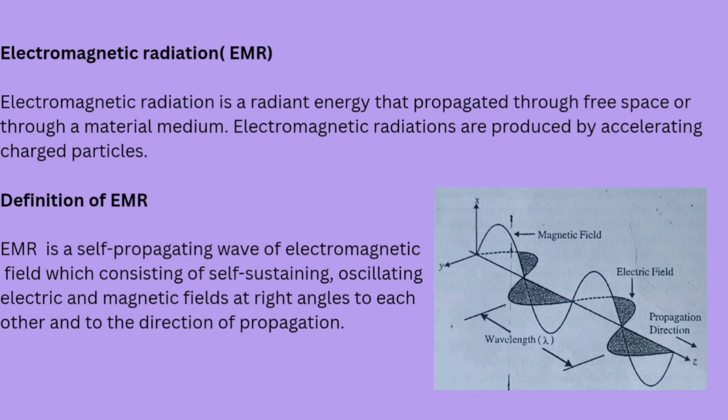Electromagnetic radiation, EMR. Electromagnetic radiation is a radiant energy that propagates through free space or through a material medium. Electromagnetic radiations are produced by accelerating charged particles. Definition of EMR, that is electromagnetic radiation. EMR is a self-propagating wave of electromagnetic field which consists of self-sustaining oscillating electric and magnetic fields at right angle to each other and to the direction of propagation.